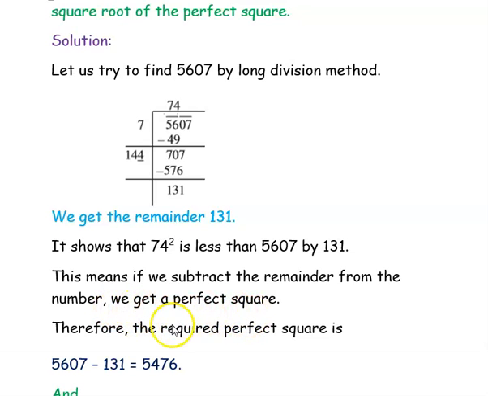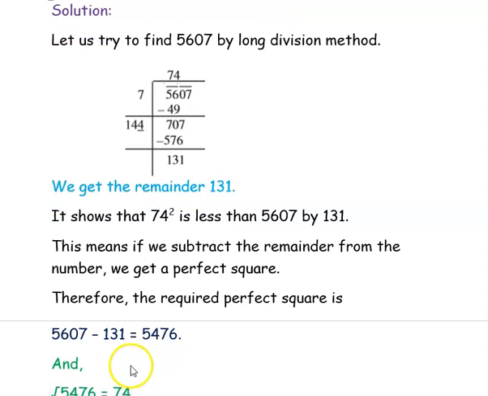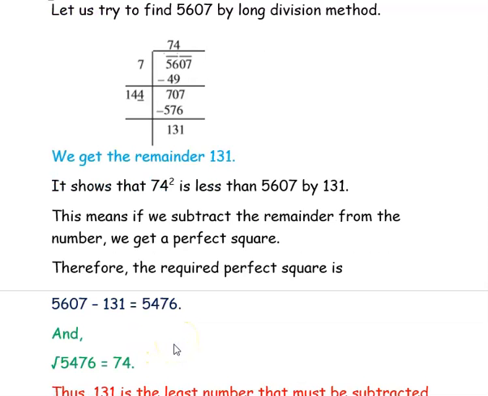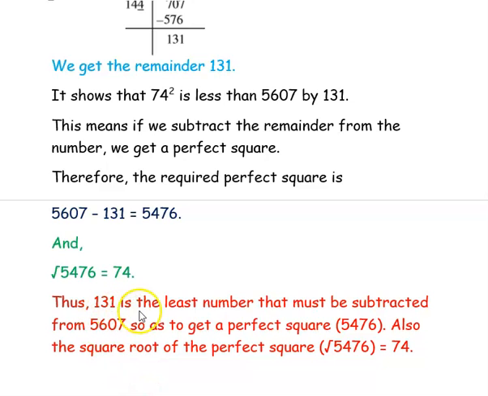square. So now, the number given is 5607 minus 131. So you will get 5476, which is a perfect square number. And the square root of this 5476 will be 74. Thus we can say that 131 is the least number that must be subtracted from 5607 so as to get a perfect square. So this 5476 is a perfect square number, and the square root of this perfect square number 5476 is 74.